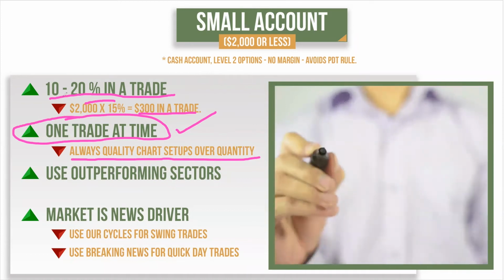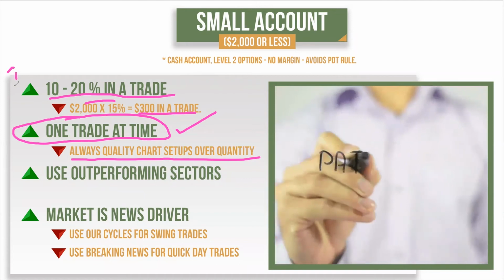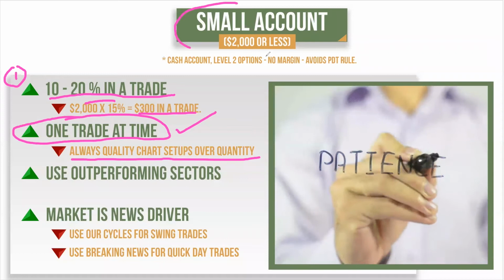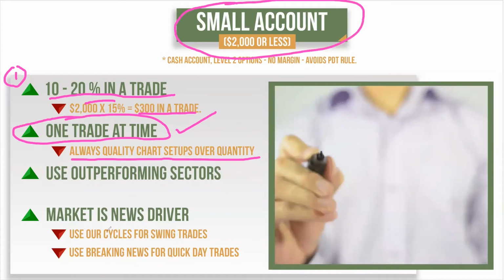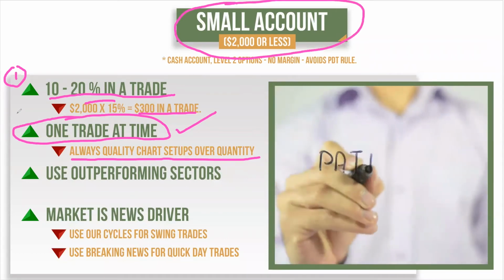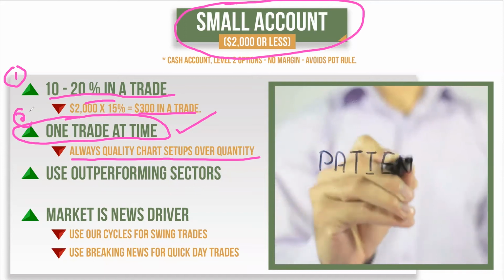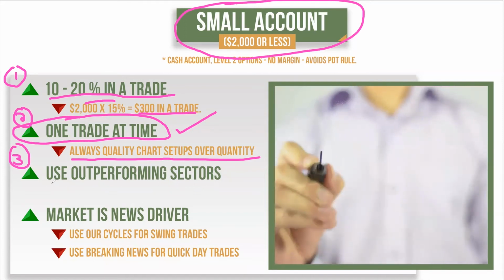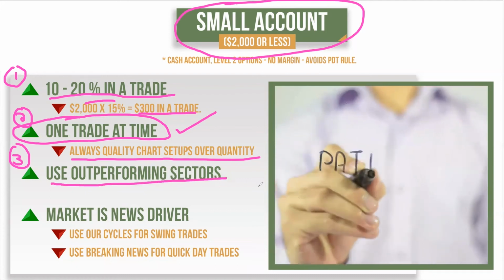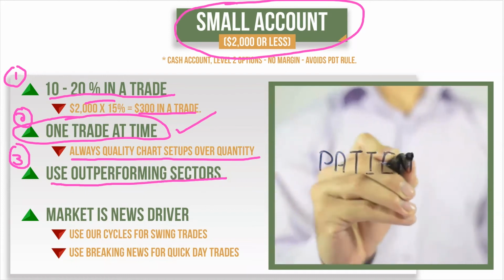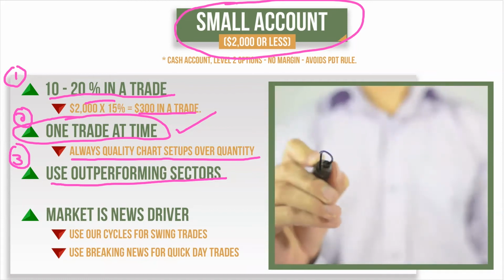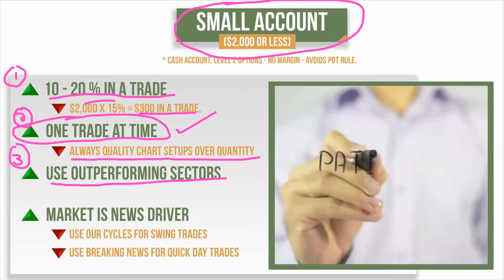All right. So again, number one, 10 to 20% in a trade at a time for a small account. That's a small account, $2,000 or less. And then number two, one trade at a time. Number three, what we're going to do is use outperforming sectors. That's why every day we're going over the sectors. We're going over the heat map, seeing what sectors are taking off. Let me show you guys this.